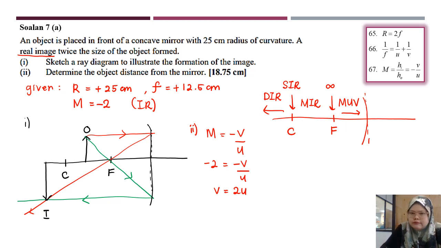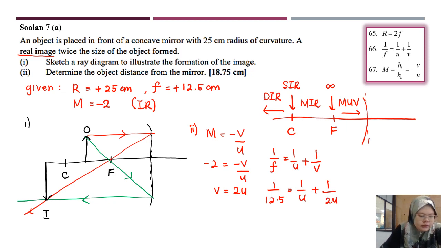So, V mesti positive. Okay, and then by substituting into the equation, 1 over F equals to 1 over U plus with 1 over V. Okay, so 1 over F, you already have the focal length here 12.5. Okay, sama dengan 1 over U, awak nak cari, plus dengan 1 over V which is equals to 2U. Okay, so here calculate U and then you will get U sama dengan 18.75 cm. So this value of U is less than the radius of curvature and more than the focal length. Okay, right? So valid dengan you punya ray diagram.